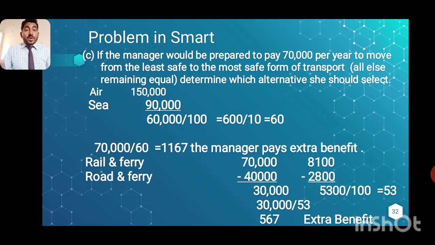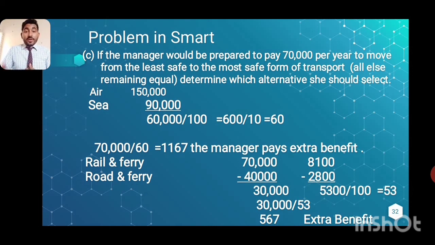Part C: if the manager would be prepared to pay 70,000 per year to move from the least safe to the most safe form of transport, all else remaining equal, determine which alternative she should select. Air is 150,000, sea is 90,000. We subtract 90,000 from 1 lakh, and 60,000 remains. We divide it by 100 and get 600, then divide by about 10, and we get 60. Then 70,000 divided by 60 gives 1,167. The manager pays this per extra benefit.